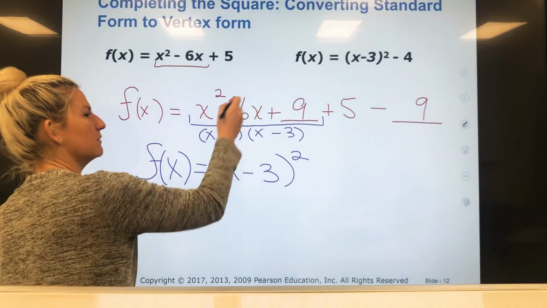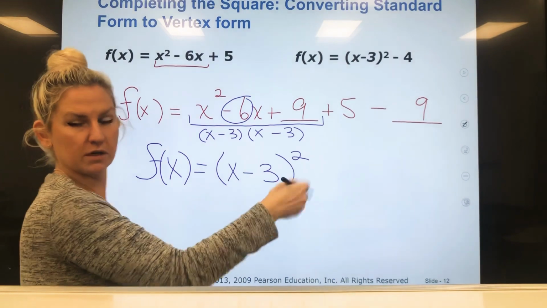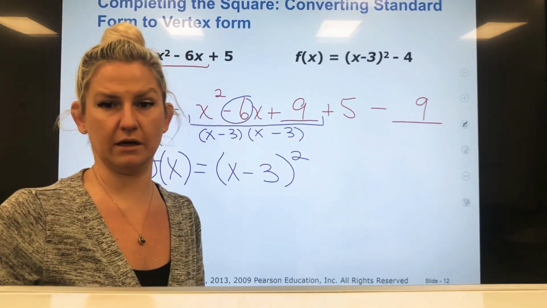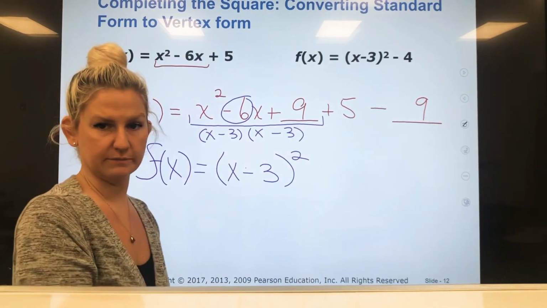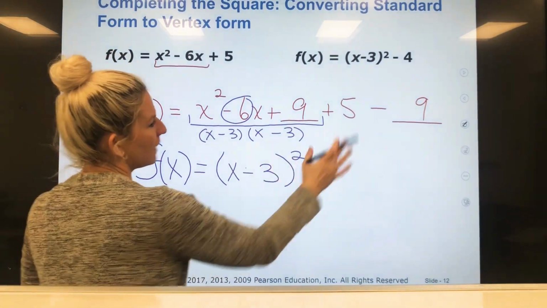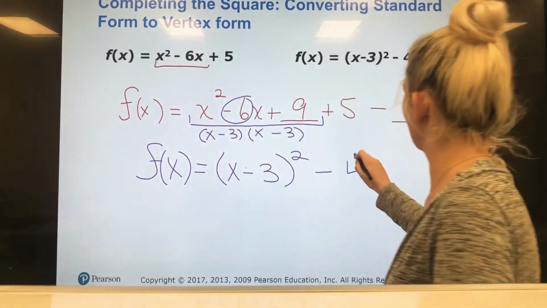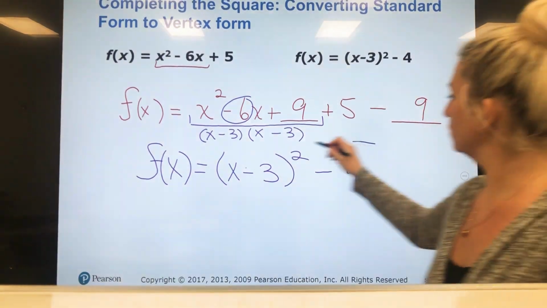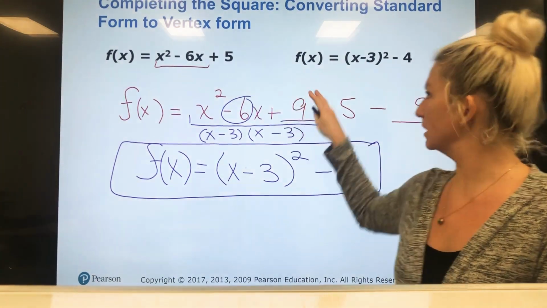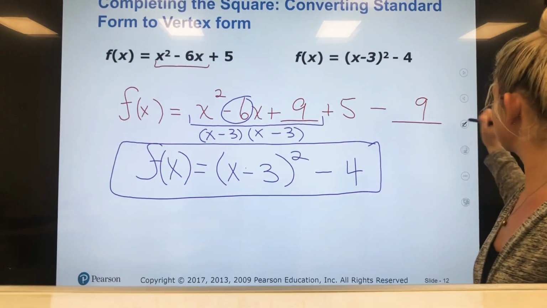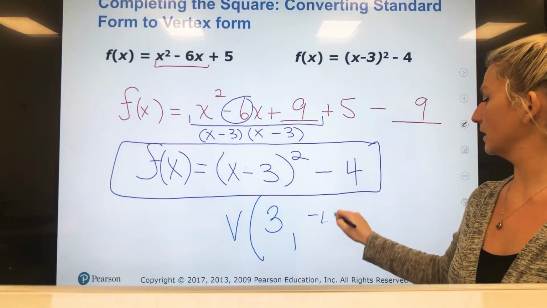Here's a little hint. Whatever half of b is, that's what you're going to have in here. So if you start working with fractions, that's an easy way to see what's going to be in there. If half of b is negative 3, this is going to be negative 3. And then I have 5 minus 9, which is negative 4. And now I'm done. Do you see how I just manipulated this equation to make it look like vertex form? And I can easily identify my vertex here is (3, negative 4).